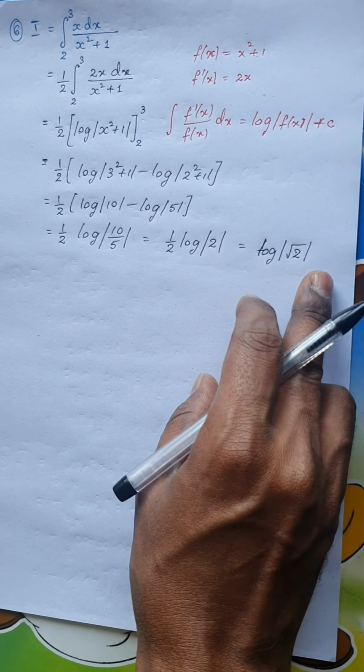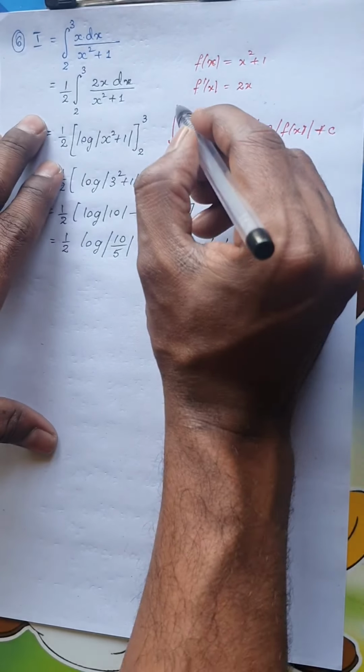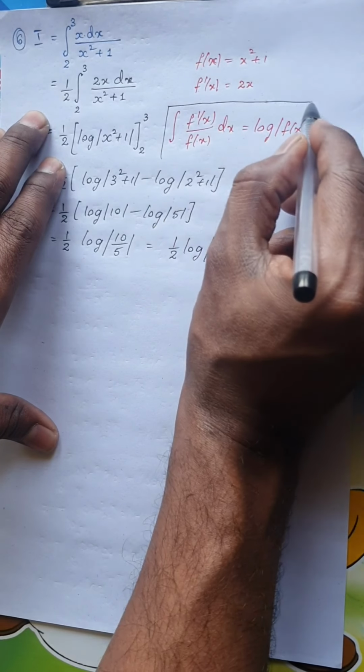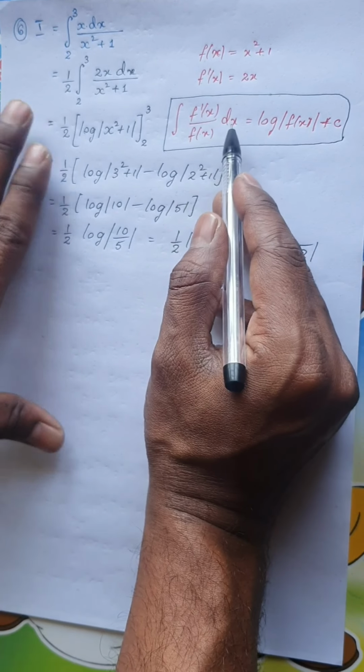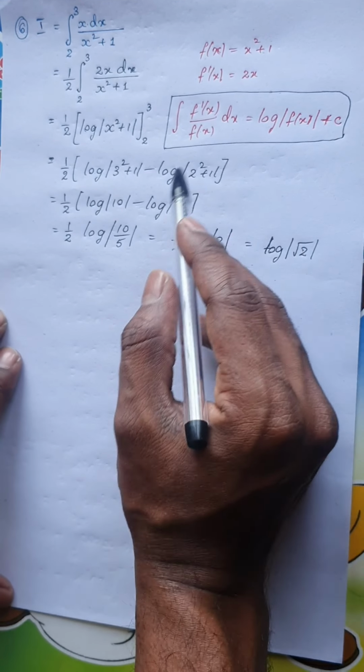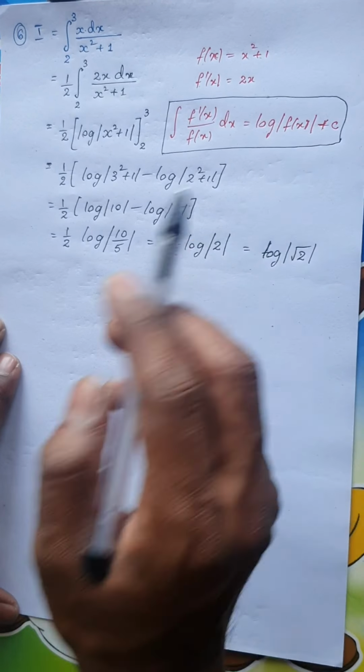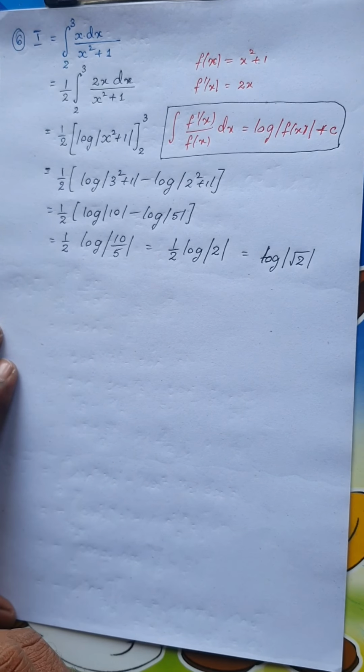Okay, very simple result. Once again remember this result because we will be using it again. When you have the integral of the form f dash divided by f dx, then the integral would be log of f of x plus c. Okay, right.